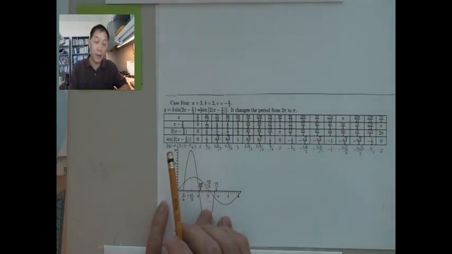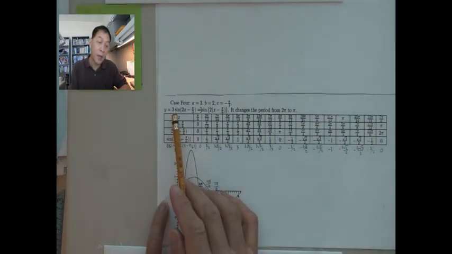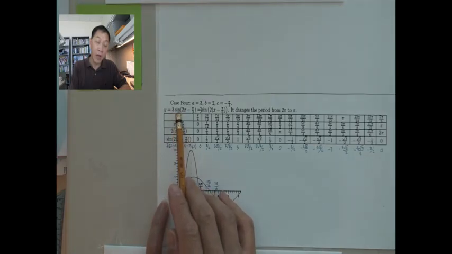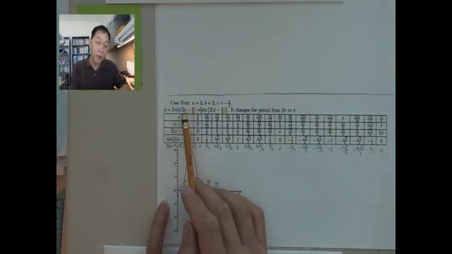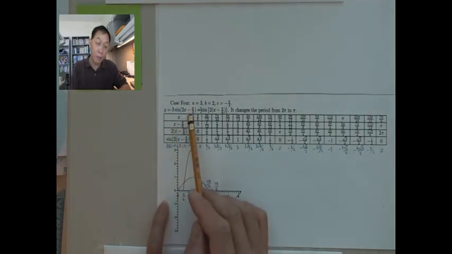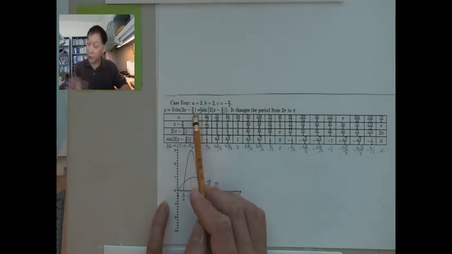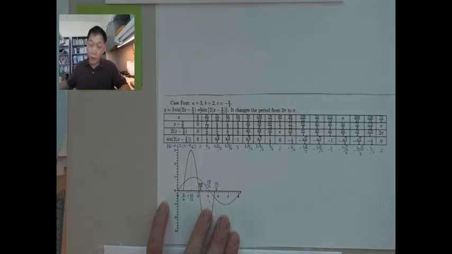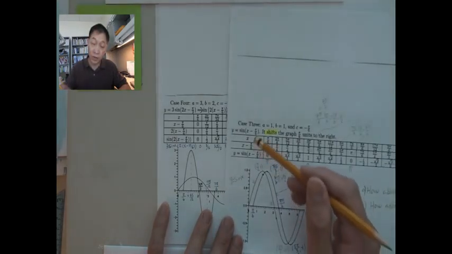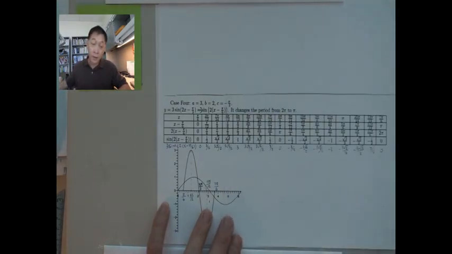In this case, you see we have a 3 in front of sine. We have a 2 in front of x. We have a minus pi over 3, which is no longer minus pi over 6. Previously it was pi over 6. So then, how does this picture look?